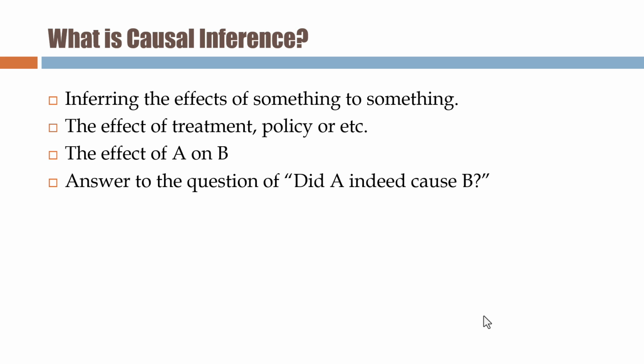We already saw similar things in the regression model. So we really want to find out the effect of A on B. Is it A causes B or not? And if it's causing, then what would be the magnitude of the effect? So the answer to the question: did A indeed cause B? We want to find out this causal relationship.